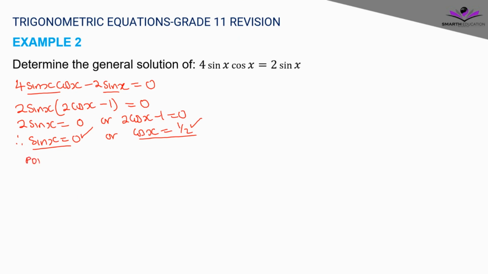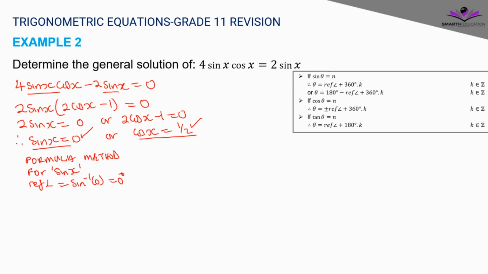Method 1, let's call it the formula method. For sin x, we start by finding the reference angle. Our reference angle is equal to arc sin of 0, which is equal to 0 degrees. So our reference angle is 0 degrees. Remember we talked about this. For sin x, theta is either equal to the reference angle plus 360 times k, where k is an integer, or 180 minus the reference angle plus 360 times k, where k is an integer. So we're going to use these two.